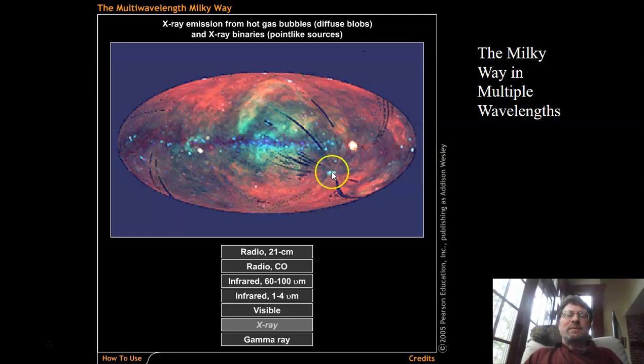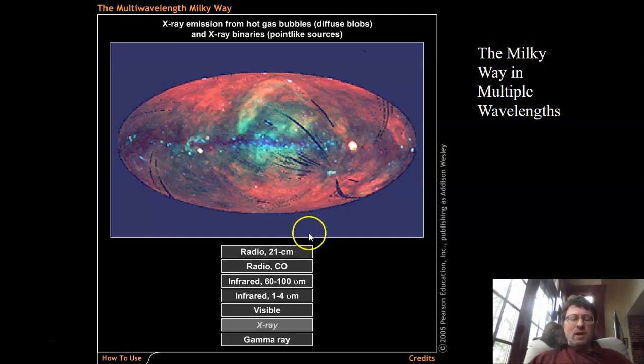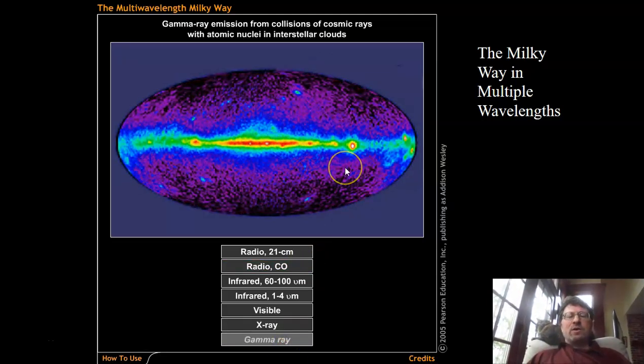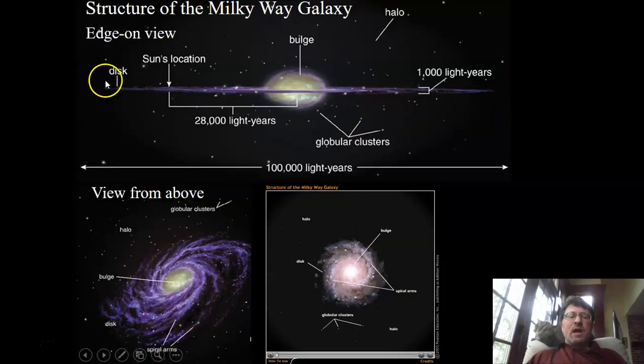You can see individual objects like that here in this all-sky X-ray view. And then in the gamma ray, we can look at collisions of cosmic rays with atomic nuclei in interstellar clouds. So here's yet another way of seeing where the gas clouds are within our galaxy. So we can learn a lot about the distribution of matter within our galaxy by looking at it at all these different wavelengths. And what our structure of the galaxy looks like is this. It's nice and flat in one axis, and then it's axisymmetric as you look at it along another direction.